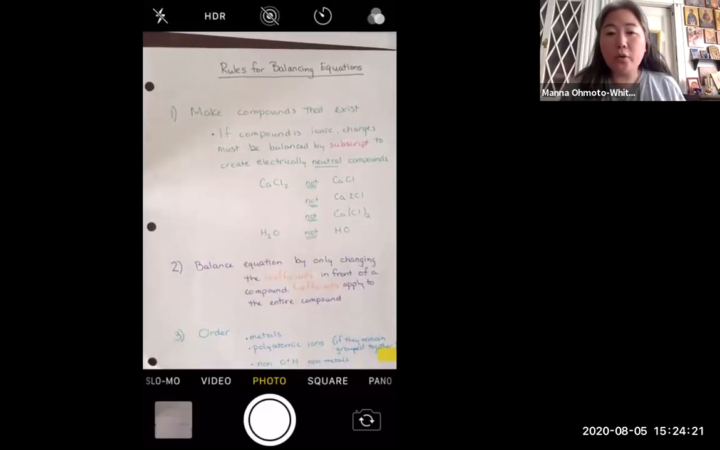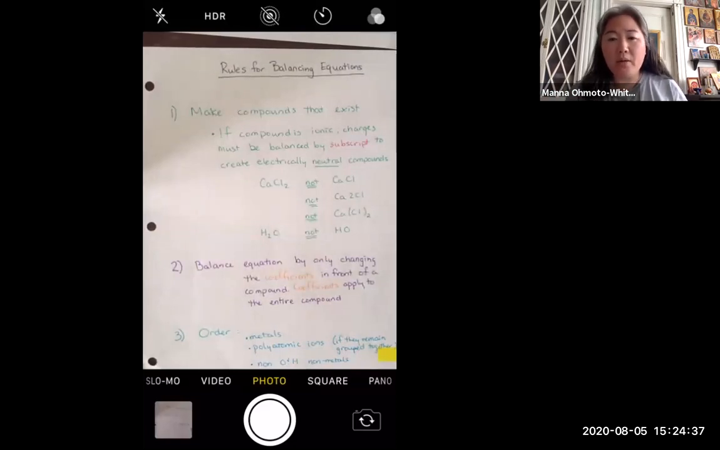This video is going to go over rules for balancing equations. So if your equation hasn't been completed, you just have your reactants. One of the first things that you have to do is you have to make sure that when you create the compounds, the products, you make compounds that actually exist.